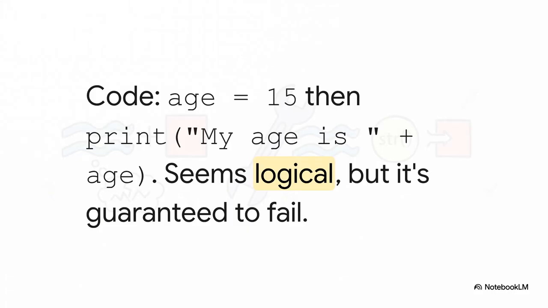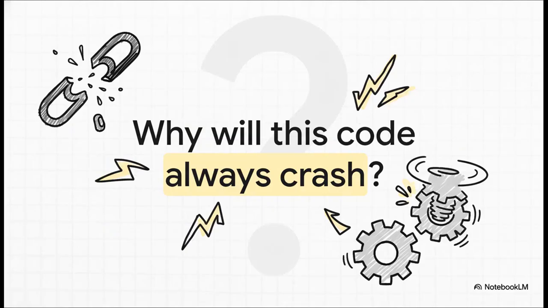It's a classic. We make a variable, age, and we set it to the number 15. Then we just try to print a sentence using it. Seems harmless enough, right? I mean, it looks like it should work perfectly. But here's the kicker. This code will fail every single time. And that brings us to the big question. Why? What is actually going on under the hood that causes this simple-looking code to just fall apart?